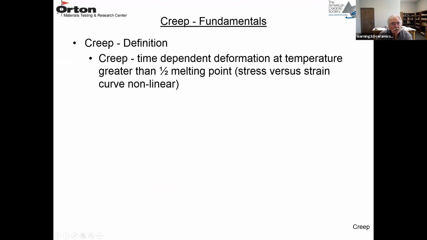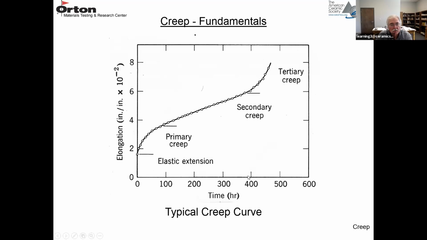So to define creep, creep is a time-dependent deformation at an elevated temperature. Usually takes place at temperatures greater than half the melting point. And that's where the stress strain curve is no longer linear, where you're having some type of plastic deformation. So it's time dependent at temperature, and usually at relatively high temperatures where the behavior is nonlinear. And this is what a typical creep curve looks like. You have deformation or elongation versus time.